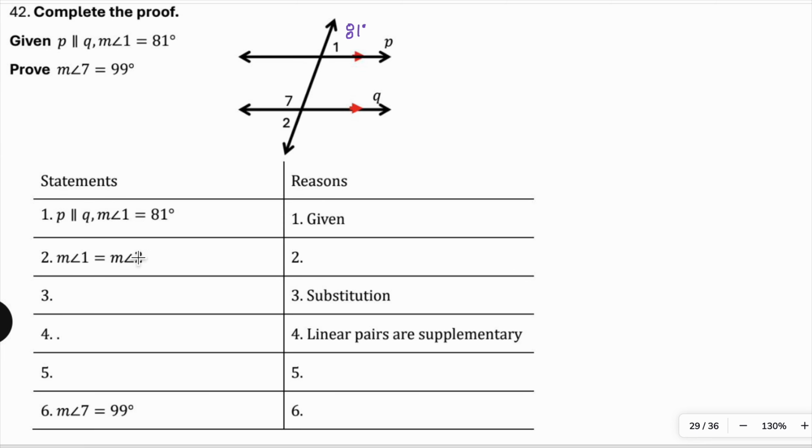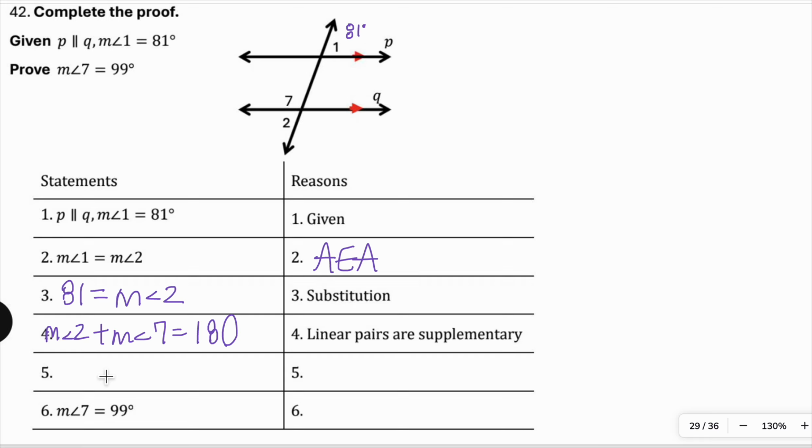It does say the measure of angle 1 is equal to the measure of angle 2, and we can say those are alternate exterior angles. Then we probably substituted 81 is equal to the measurement of angle 2 because we're just substituting angle 1 is equal to 81. And then we're saying linear pairs are supplementary. So that's probably the measure of angle 2 plus the measure of angle 7 is equal to 180.